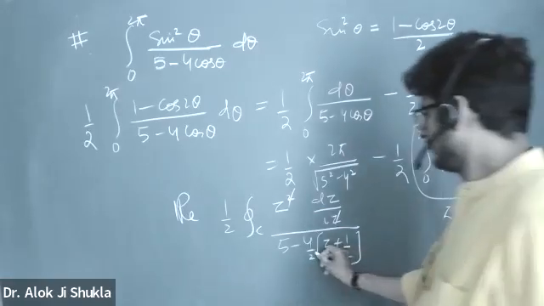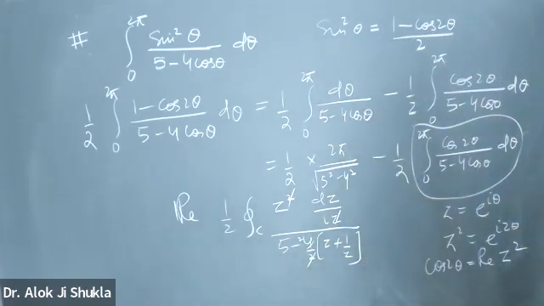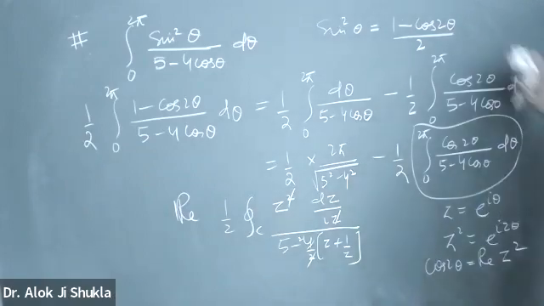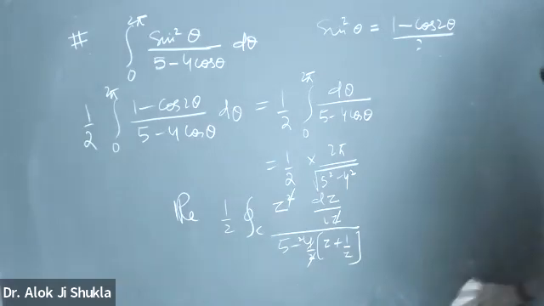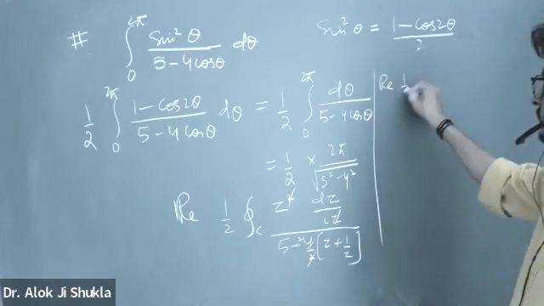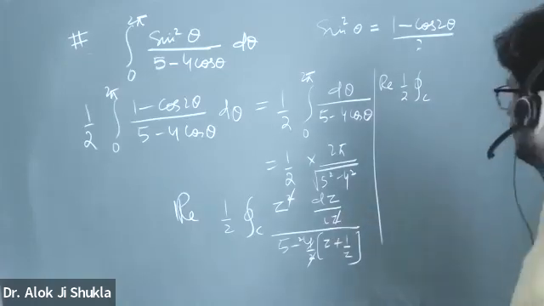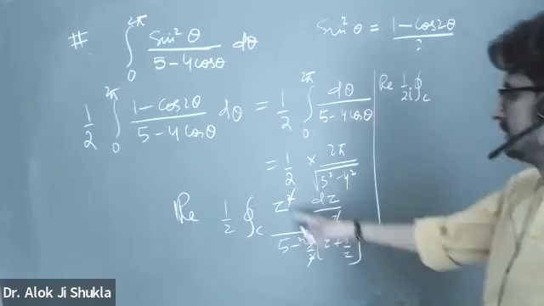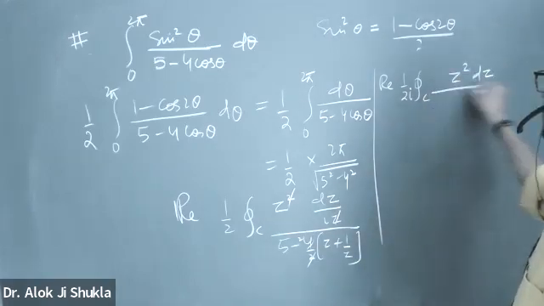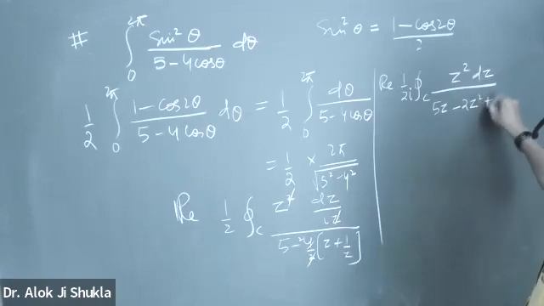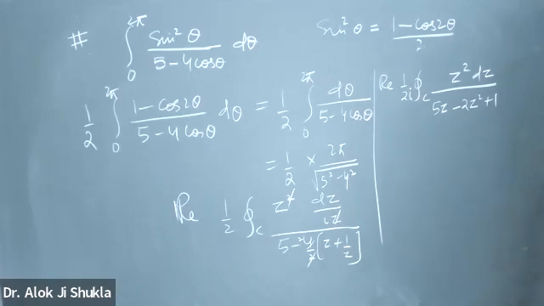तो कितना आ जाएगा यहाँ पे? 2 2 जा 4. How much you will get? So minus 4z square plus 10z minus 4, real of 1 by 2i, z square dz, upon 5z minus 2z square minus 2, plus 1 minus 1.